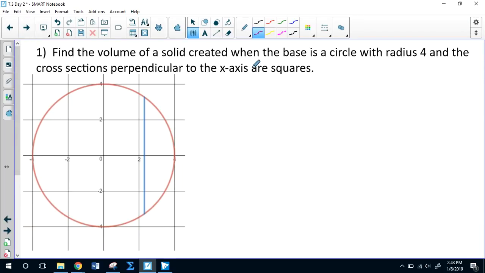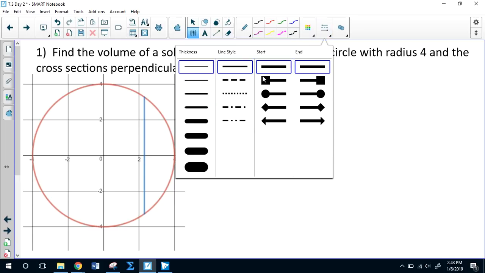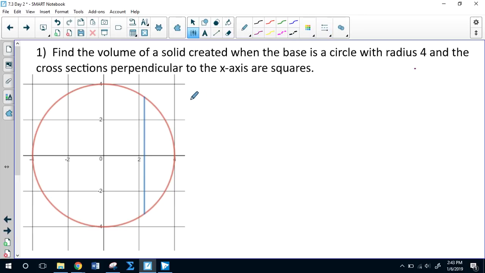All right, so we're going to start with this problem. We have four total that we're going to talk about today. This one says, find the volume of a solid created when the base is a circle of radius 4 and the cross sections perpendicular to the x-axis are squares. So we've got our circle here, and this is going to represent part of our cross section. I'm going to draw the rest of it, probably not very well. It's supposed to be a square. Looks kind of like a rectangle. Hopefully you get the idea.